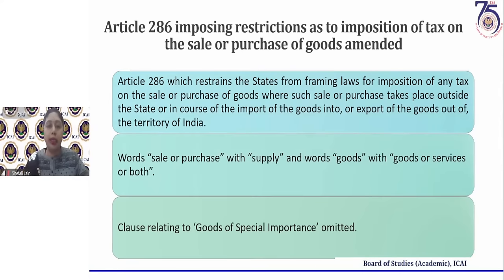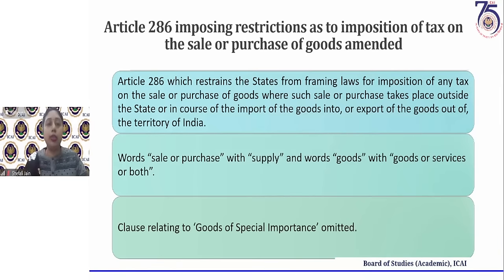Goods has been appropriately replaced with goods or services or both, because now it is a GST regime. In the VAT and CST regime, we used to refer to the terms sale and purchase, and goods. But now sale or purchase has been replaced with supply, and goods has been replaced with goods or services or both. The goods of special importance clause has also been removed, because we know that now there are no goods of special importance after the introduction of GST.